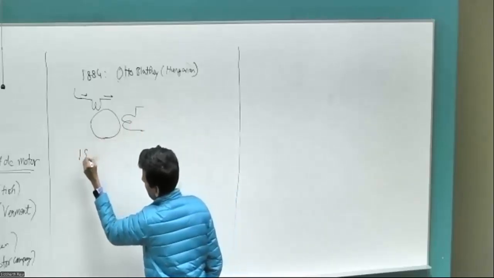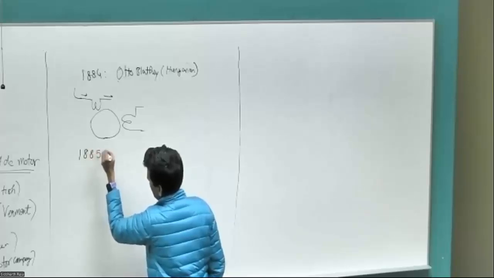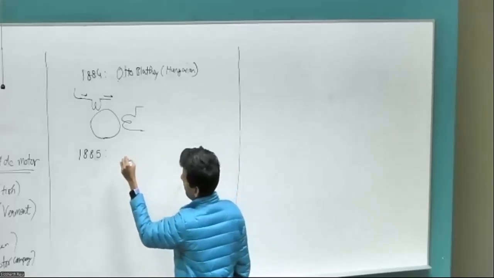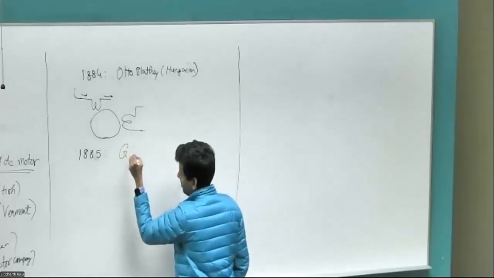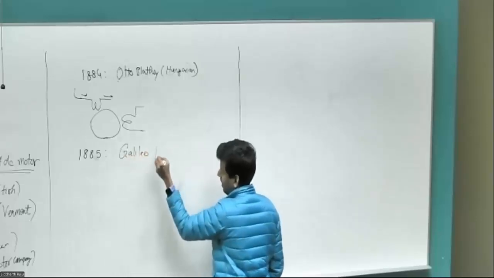But so, following him, in 1885, the later part of 84 and 1885, there is this Italian physicist, Galileo Ferraris.